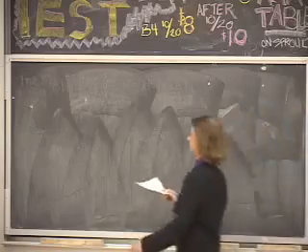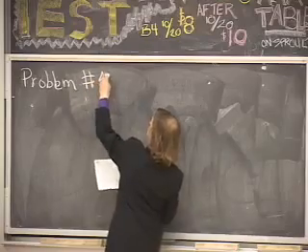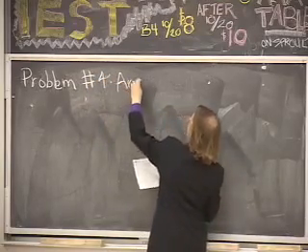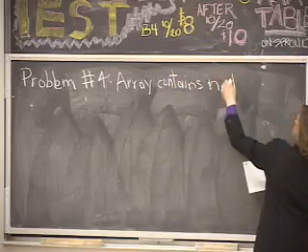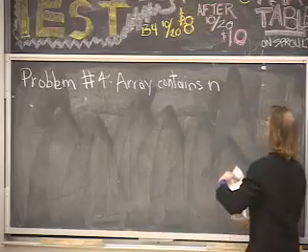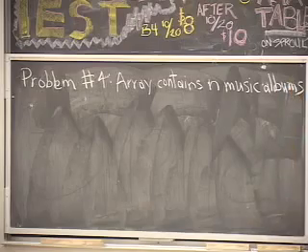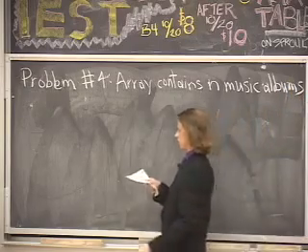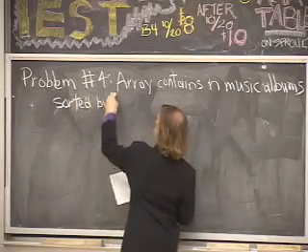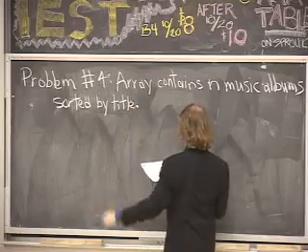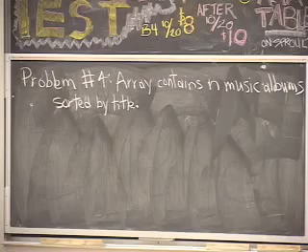Let's look at another problem. All right, you have an array, and it contains n music albums. And they are already in sorted order. They are sorted by title. And the problem you want to solve is you request a list of all the albums whose titles start with the best of.